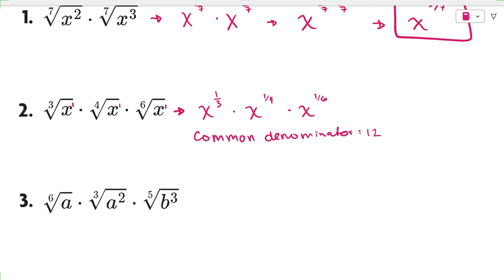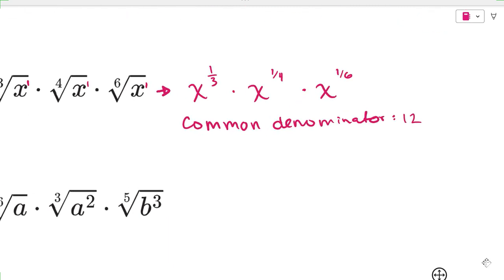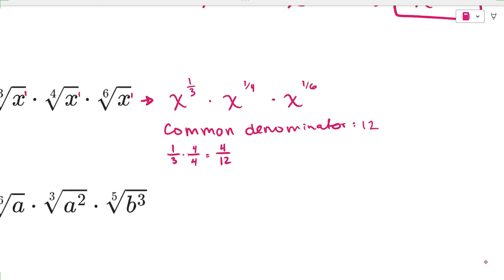If you're struggling to find one, you can always multiply the numbers entirely together. 3 times 4 is 12, times 6 is 72, but that's going to be much bigger than we actually need. So to make 1/3, well, to get that to be a 12, we need to multiply 3 by 4. So to not actually change the value of the expression, I have to do 4 over 4, because that's equivalent to multiplying by 1. So I get 4 over 12. So that first term can be changed to x to the 4 over 12.